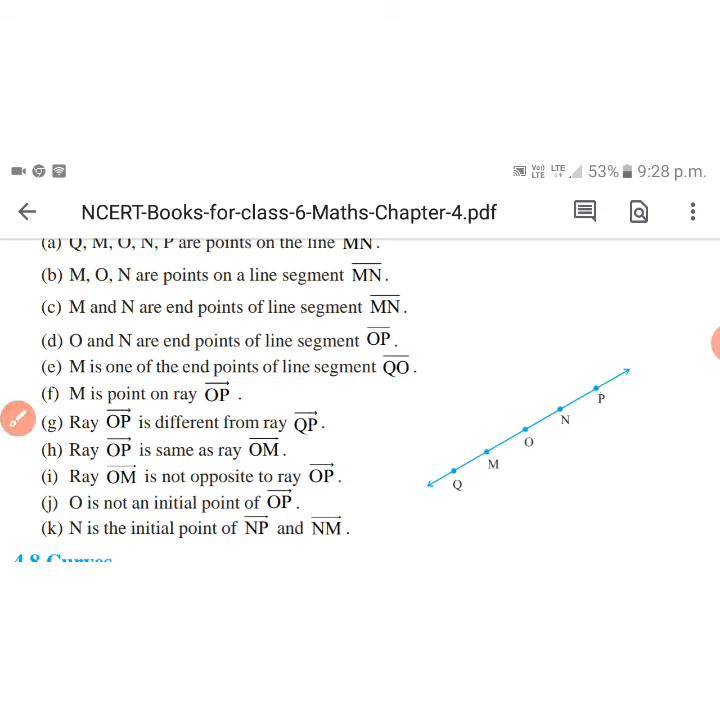J part: O is not an initial point of OP. O is the initial point for ray OP, so the statement is false. K part: N is the initial point of NP and NM. So the statement is true.